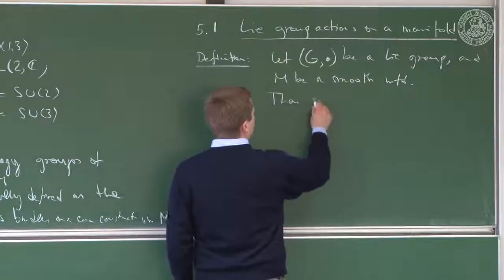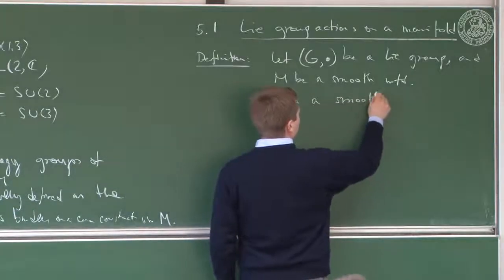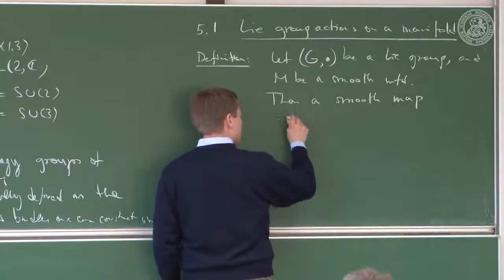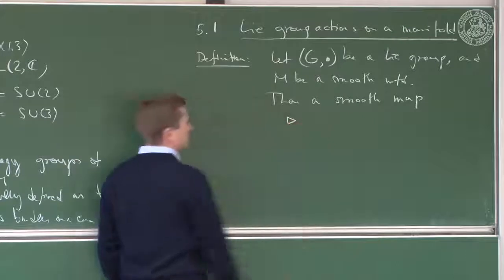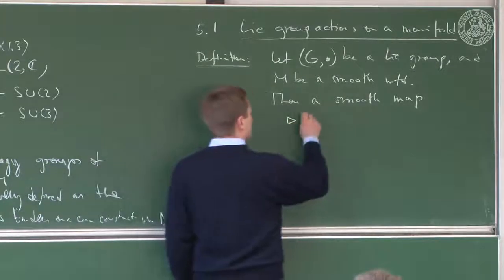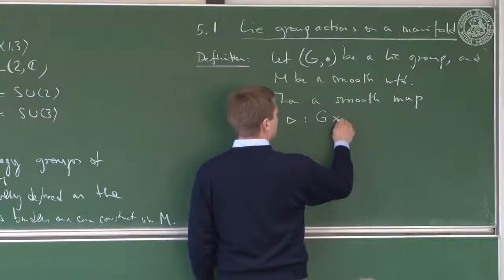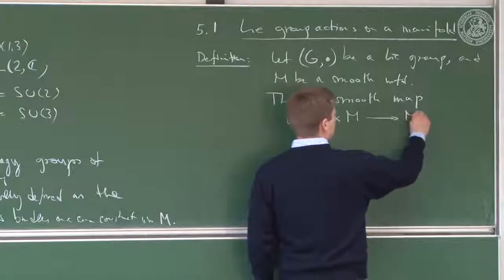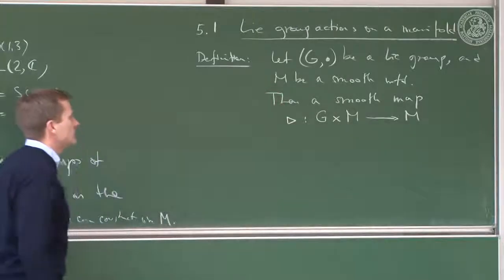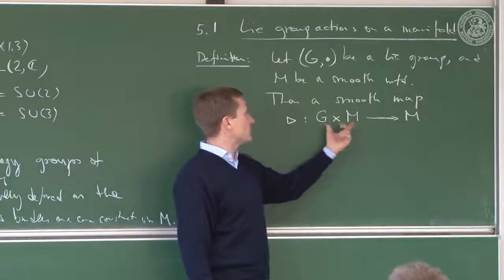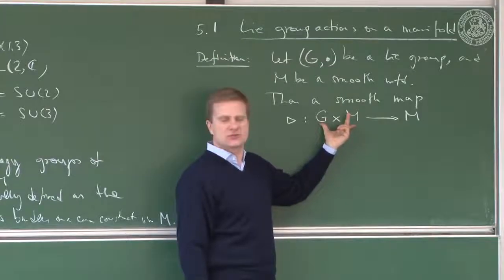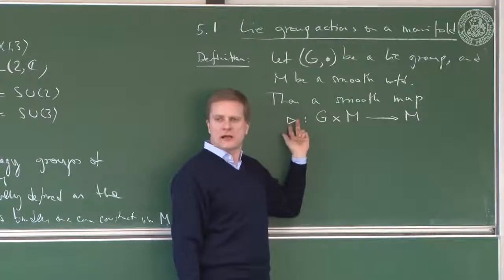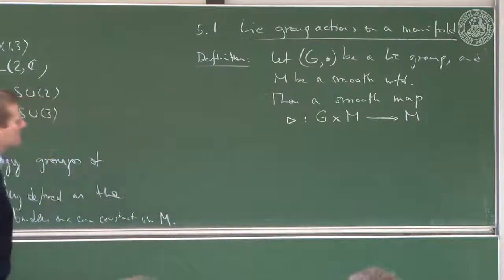Then a smooth map, with the interesting name arrow to the right, that takes an element of the Lie group and an element of M, of the manifold, and maps it to an element of the manifold. How can this be smooth? This is smooth, that is smooth, so you can make the Cartesian product into a smooth manifold. Then you have a map from a smooth manifold to a smooth manifold. You know under what circumstances this map is smooth.